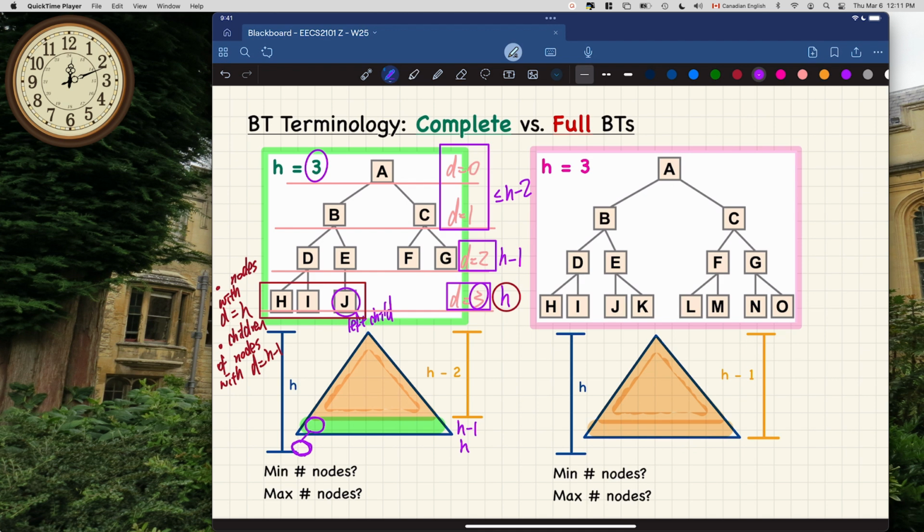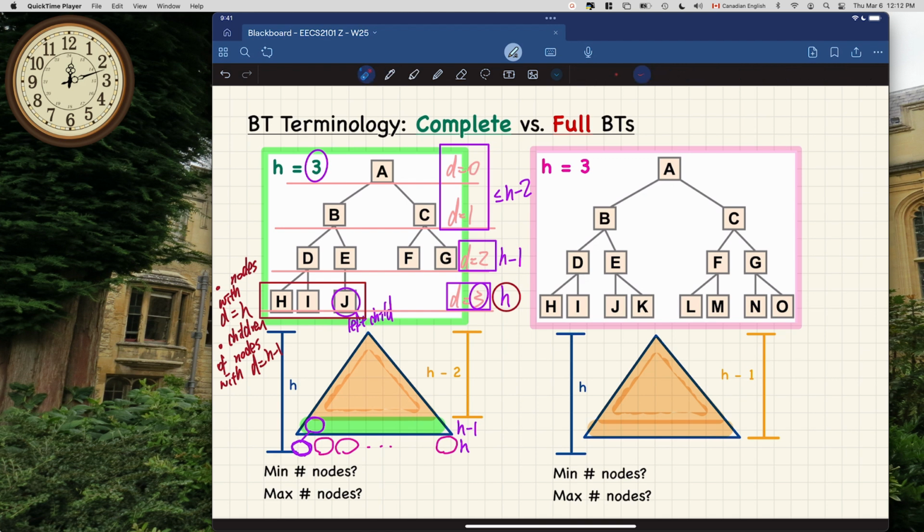What about maximum? Maximum simply means I got all the nodes at this level, all of them with exactly 2 children. That's the maximum. In both cases, the minimum is this, and the maximum will be if I got all the nodes filled out at the bottom level. Let's see how these numbers are going to vary. We're going to see the pattern here.